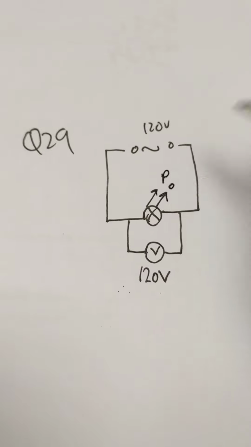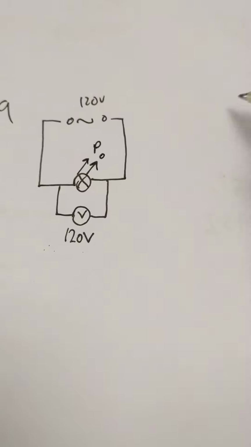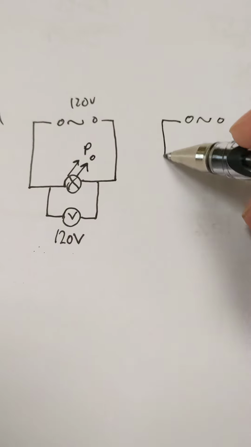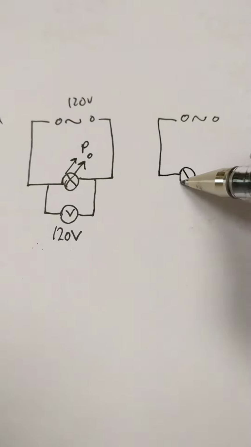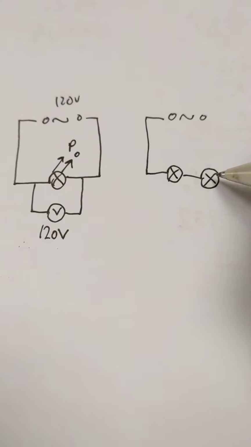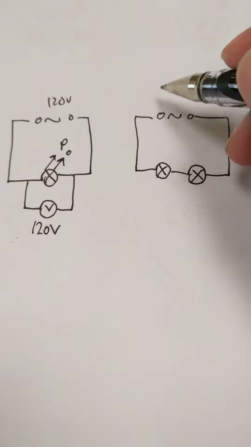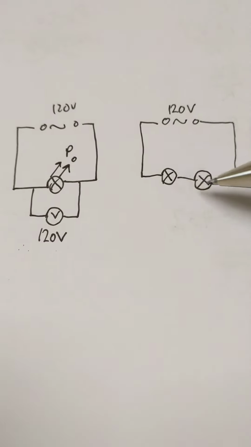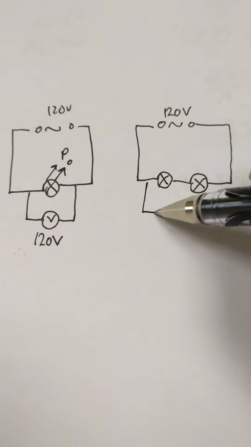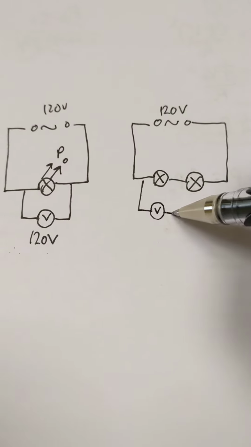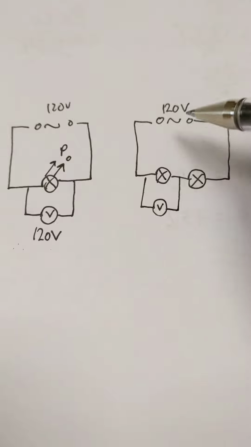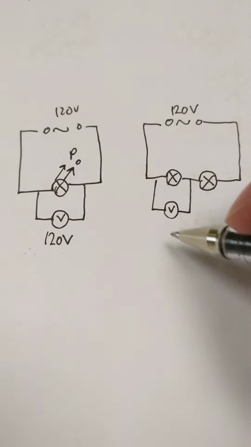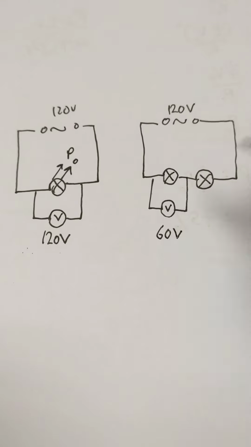We're going to call this power P0. Now what happens if we combine two of these bulbs in series? Not in parallel, in series. So you should know by now that if I have these two bulbs in series, the potential difference across one of these bulbs is now half, because the voltage is shared by these two identical bulbs. So this would be 60 volts.